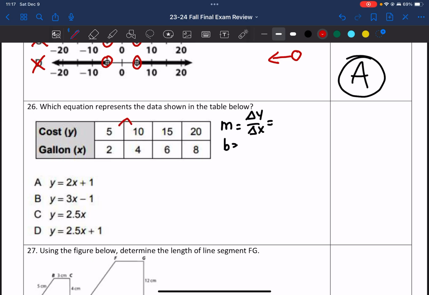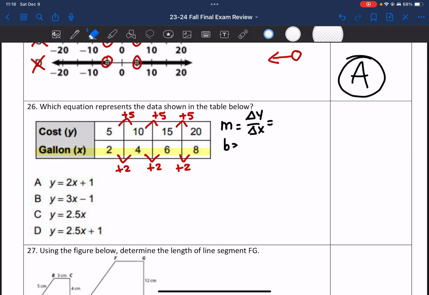Between 5 to 10, here is x, by the way. Please pay attention to that, guys. X is right here, okay? Between these two, we're going from 2 to 4, we're going to add 2. From 5 to 10, we're going to add 5. 10 to 15, we're going to add 5. 15 to 20, we're going to add 5. 4 to 6, we're going to add 2. 6 to 8, we're going to add 2. So let's put this together, okay?